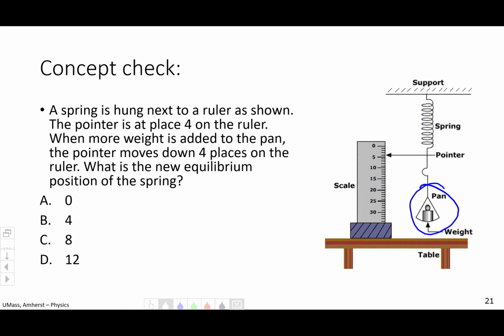Okay. Ready? 3, 2, 1, go. Look around, figure it out. All right, the correct answer is C, 8. So we start at 4. We move down 1, 2, 3, 4 places, and we are now at 8.